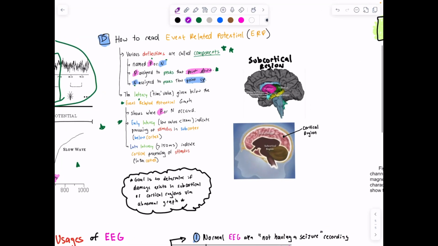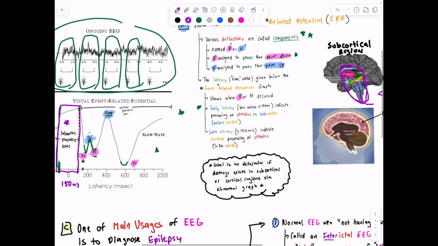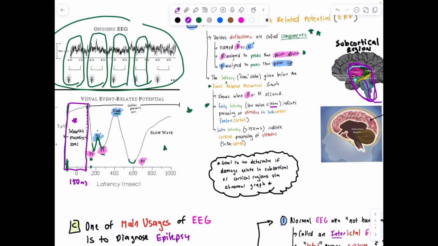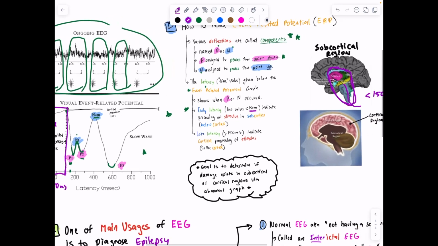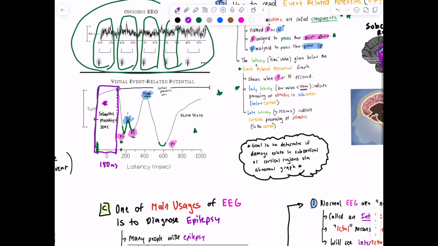That means that the stimulus has come up, it is in this region right here, okay? So this is less than 150 milliseconds, it's being processed in the subcortical zone, okay? So early latency values less than 150 milliseconds indicate processing the stimulus in the subcortical zone, this zone, okay? If you're late latency, so past 150 milliseconds, you are now in the cortical processing zone.